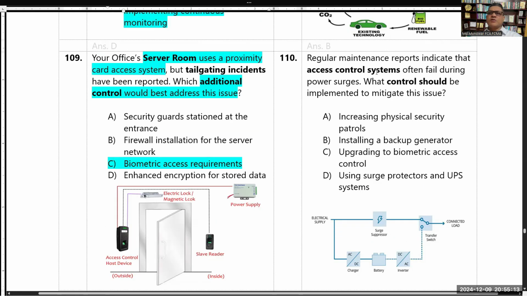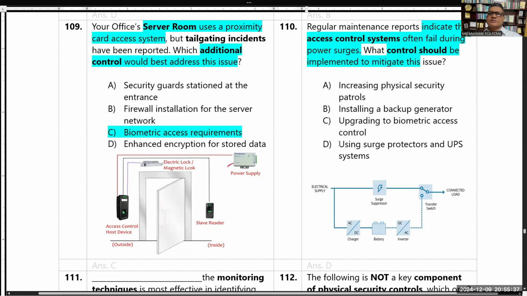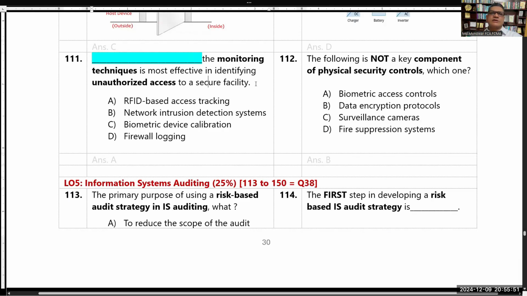Answer C. Regular maintenance reports indicate that the access control system often fails during power surges. Then what controls should be implemented to mitigate this? That control would be using surge protectors and UPS systems. Answer D.